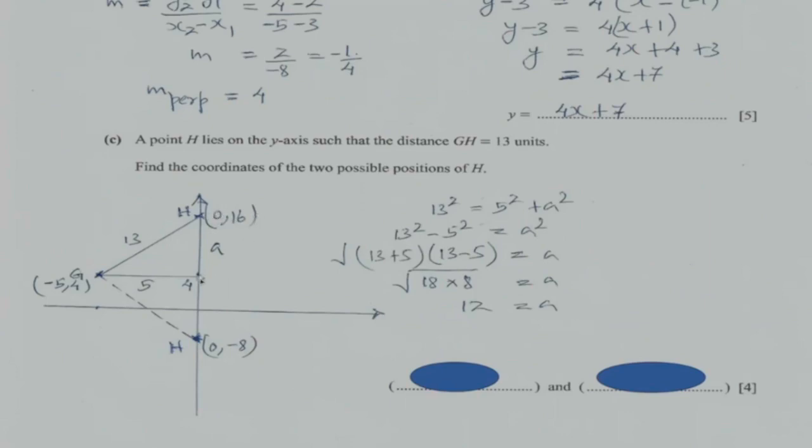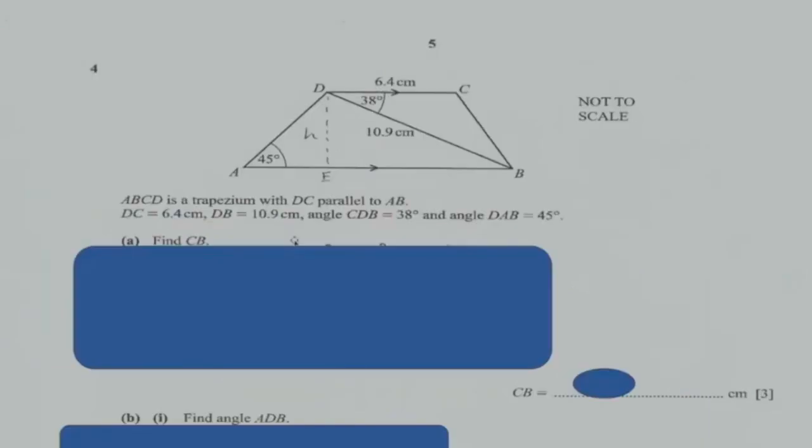And from here it is 12 again. Then 4 minus 12 is coming, which is minus 8. These two positions, 0, 16 and 0, minus 8, are the two possible positions. Question number 4. ABCD is a trapezium with DC parallel to AB, and these two angles are given.